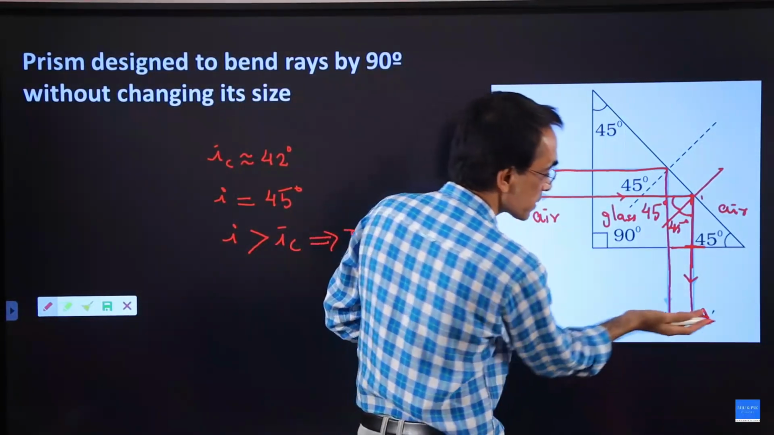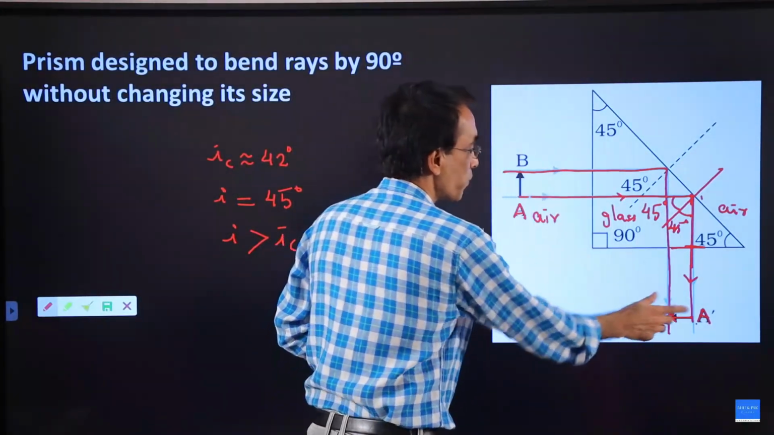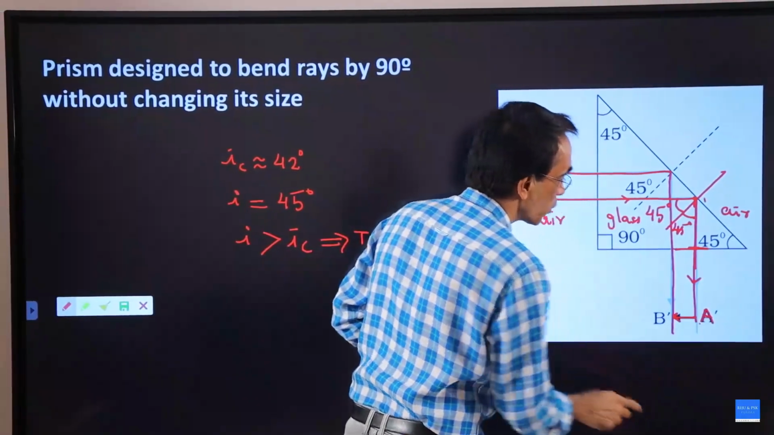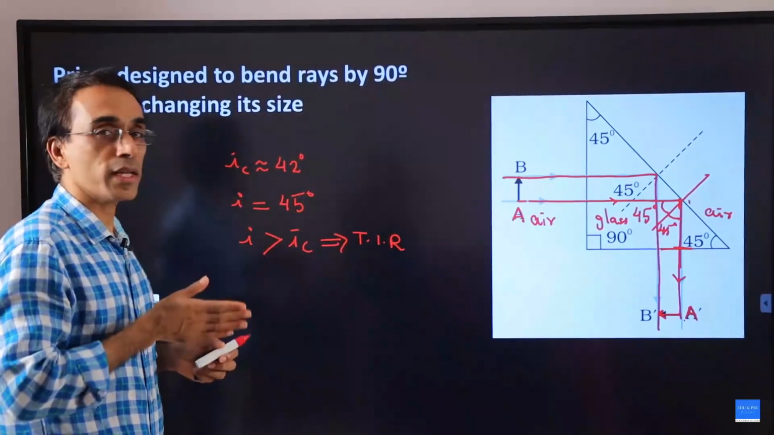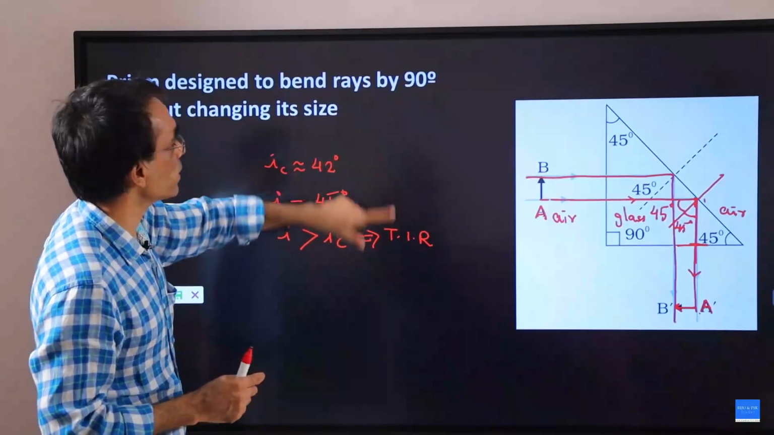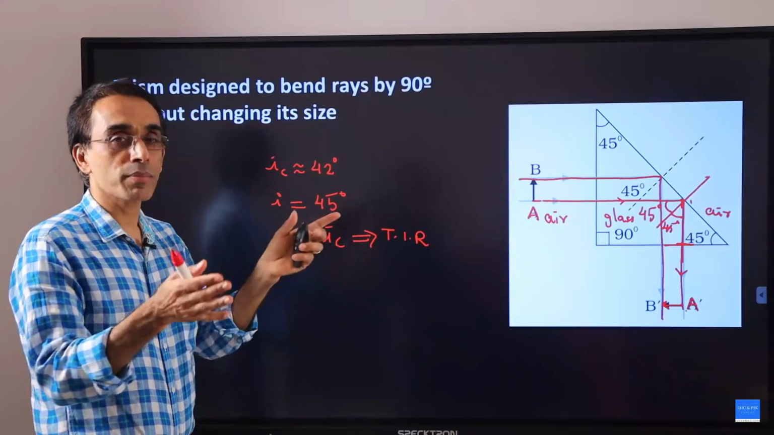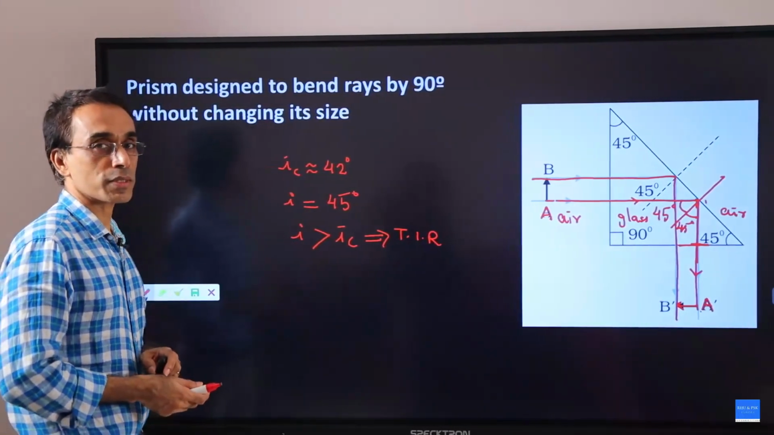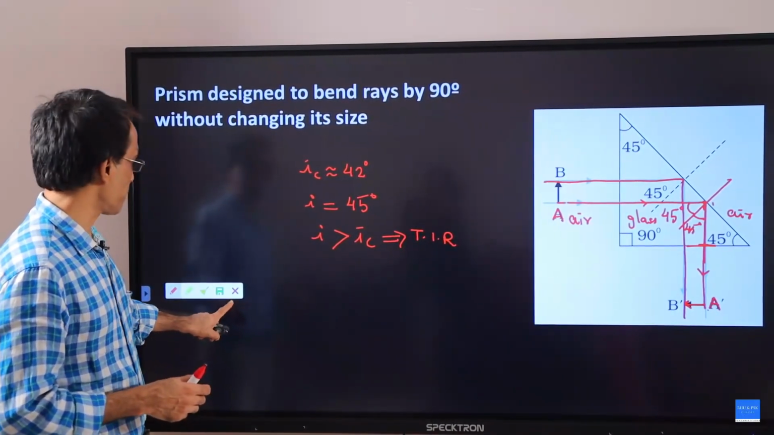So if you place a screen, you can get an image here, and you can see the size of the image has not changed. The height of this image and the size of the object are equal, but it got an orientation, 90 degree deviation. Light which was coming like this went 90 degree. That's why we say it is a prism designed to bend rays by 90 degree without changing its beam size. This is by using total internal reflection. So this is a totally internally reflecting prism.